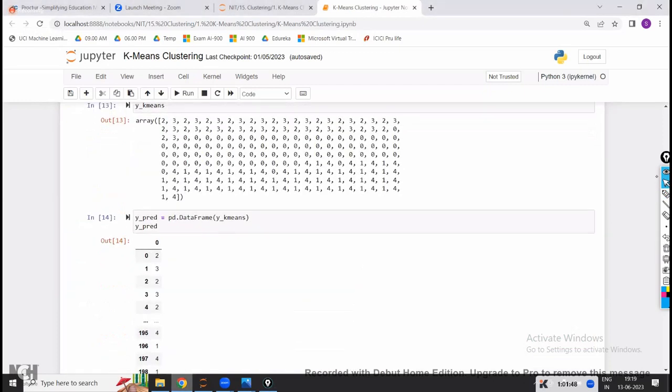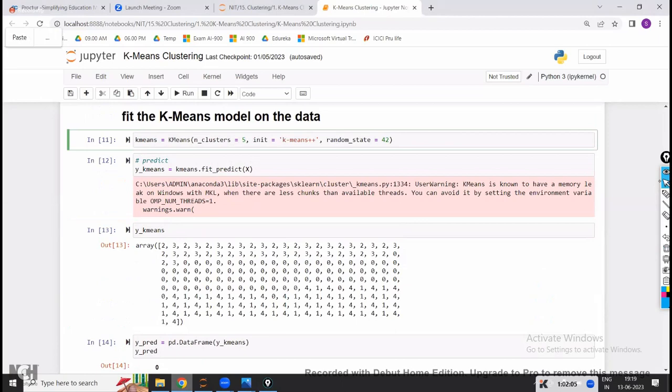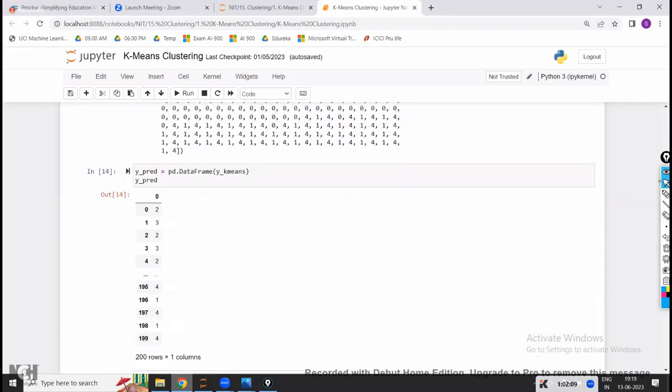What is the list of 5 groups? First group is 0. Second group is 1. Third group is 2. Next one is 3. Next one is 4. Total 5 groups. Is that clear? Why 5 groups? Because you have identified k equal to 5. So the entire data was divided into groups like this.